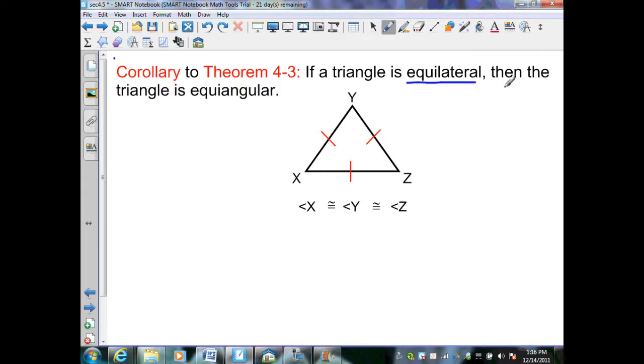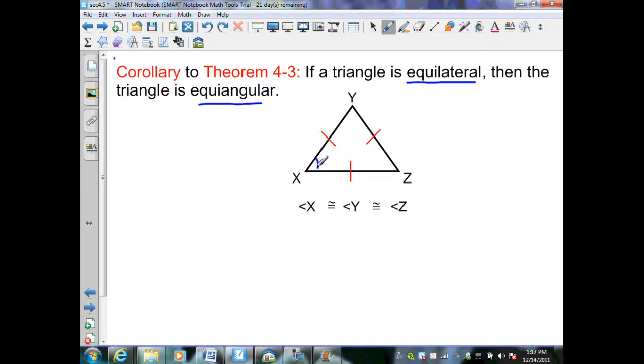If that is true, then that triangle also is equiangular. It makes sense because in an isosceles triangle, I'm given two congruent sides. That's two congruent angles. Also, recall we have a scalene triangle with no congruent sides. That would have no congruent angles. Now, to take that a step further, if I have three congruent sides, that tells me I have three congruent angles. That makes this triangle not only equilateral, but equiangular.